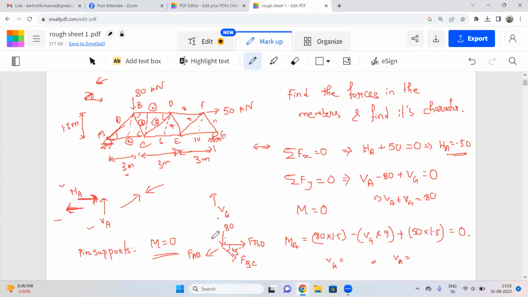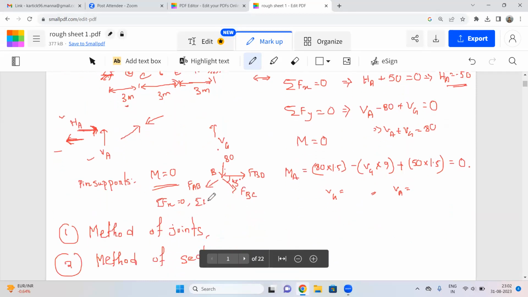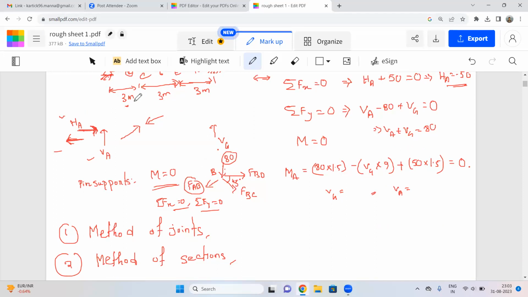Similarly, you can do for this point B that summation of fx is equal to 0, then summation of fy is equal to 0. So by doing this, what you will get here, that 8 is given, FAB you have calculated for point A. From point A you have calculated this FAB, right? So what are the unknowns? FBD and FBC. And you have two equations, so you can solve this.